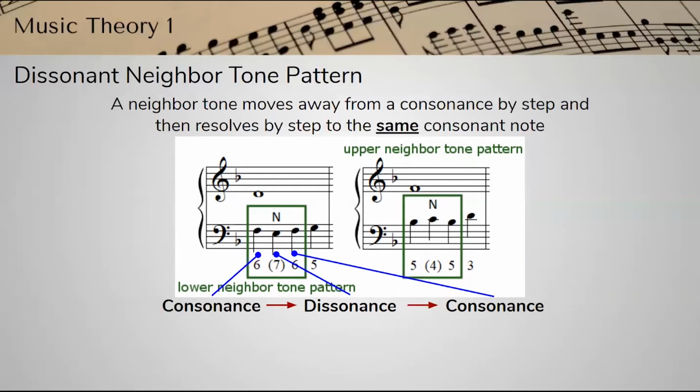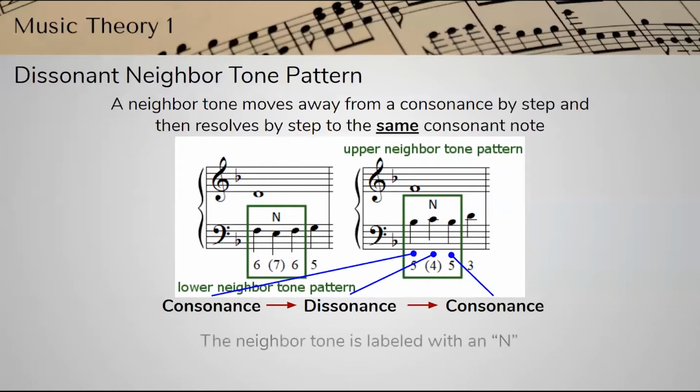Now in the next example here, we have a consonant fifth between B flat and F. But then we go up by step to a dissonant fourth, and then that resolves down by step to the consonant fifth. So this one's called an upper neighbor tone pattern. So it moves up to the dissonant neighbor and then goes back home to the consonant B flat. So a passing tone moves through a dissonance to a new note. A neighbor tone goes next door to a dissonance and returns home to the same note. And whenever we have a neighbor tone, we label it with the letter N.